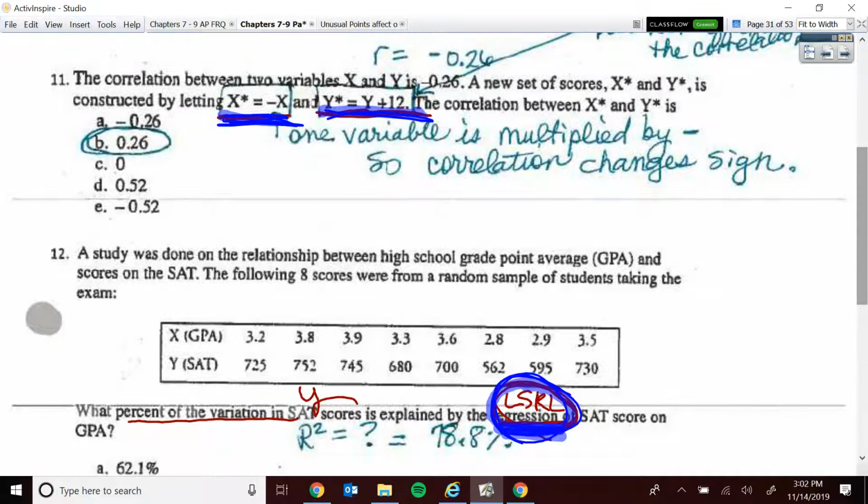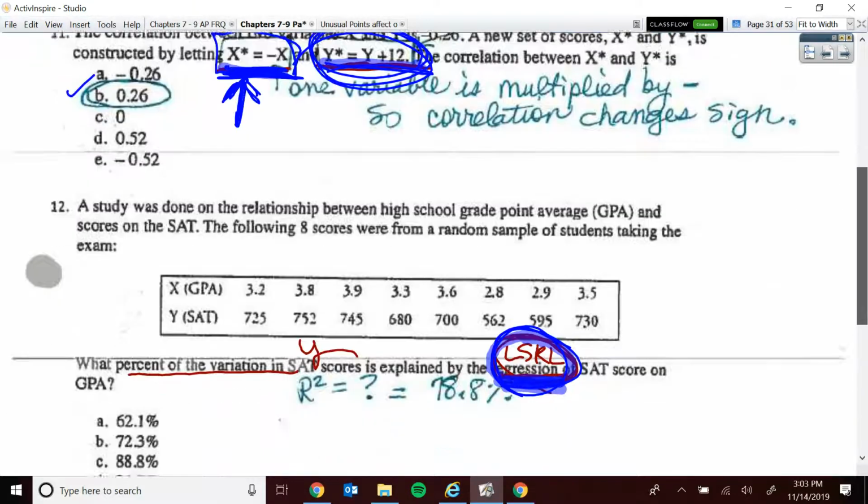All right, now look at 11. What is this right here? What is that notation indicating to do? This is telling you to transform every x by doing what? Multiplying them all by a negative. Okay, so that's a negative change. All right, what is this notation here telling you to do? Take every y and do what? Add 12. So we're shifting it by 12. So this is saying that we've got these two different transformations happening. And what do we know about the transformation's effect on r? No change. However, there was this one negative change. So that's why it went from a negative 0.26 to a positive 0.26.